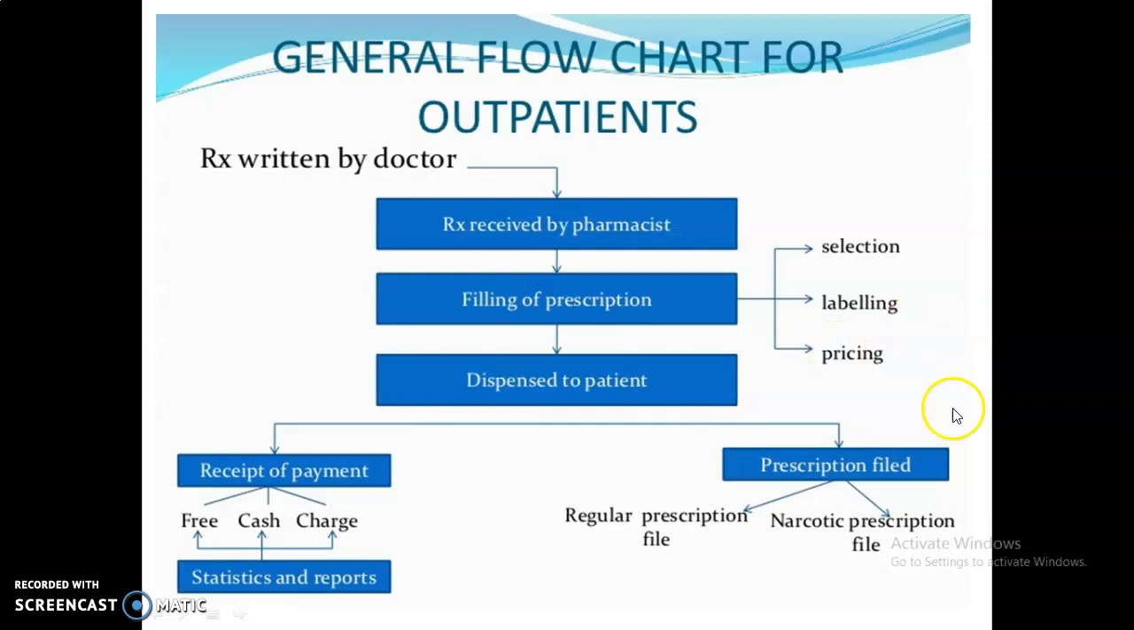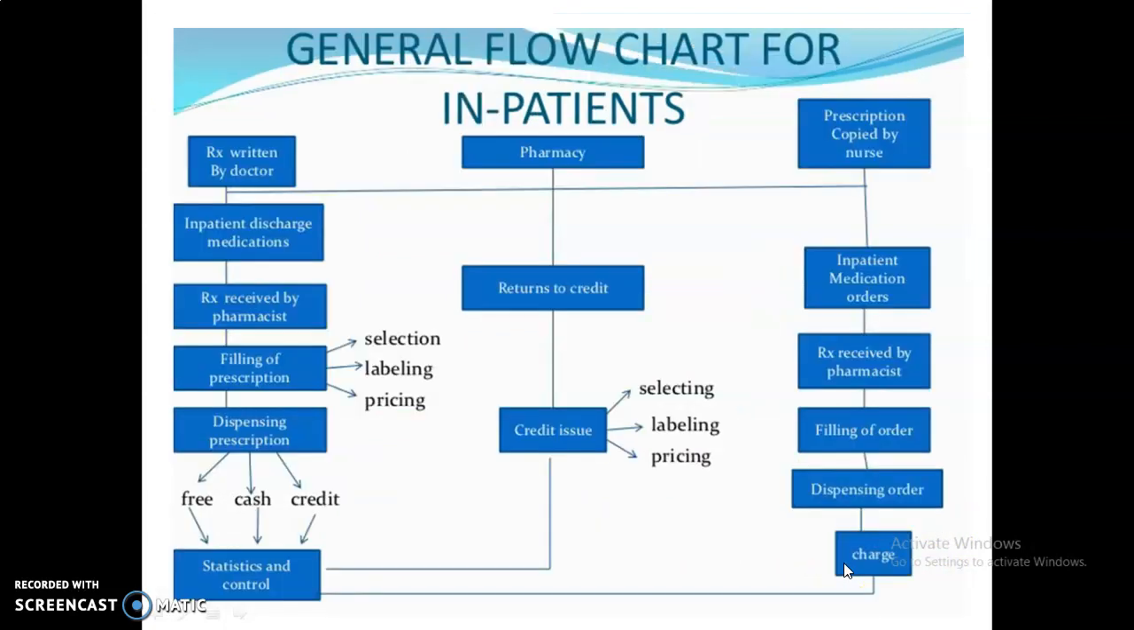Here is the flowchart of outpatients, where the prescription is written by the doctor and received by the pharmacist. The pharmacist fills according to the prescription, selects drugs, labels the drugs, and prices according to the drug. And then it is dispensed to the patient. After dispensing, receipt of payment may be in the form of free, cash, or charge. Then the prescription is filed, in a regular prescription file, or a narcotic prescription file.